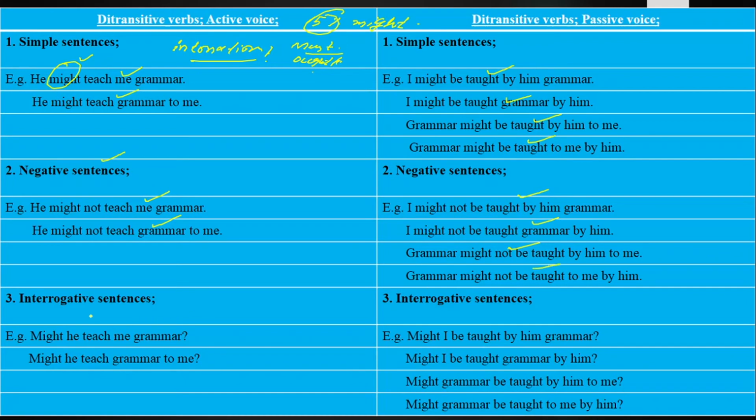Next, we have got the interrogative sentences. Might he teach me grammar? Might he teach grammar to me? Might I be taught by him grammar? Might I be taught grammar by him? Might grammar be taught by him to me? Might grammar be taught to me by him?